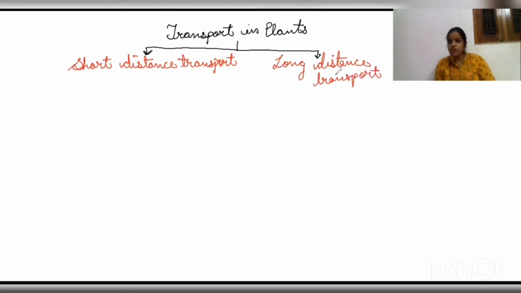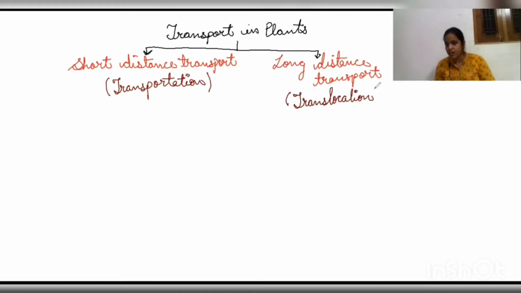Clear? Now this short distance transport is usually termed as transportation, and this long distance transport is termed as translocation. So guys, xylem and phloem both help in translocation. Xylem for water and minerals conduction, phloem mainly for food. Now these are two terms. Coming to short distance transport, we have two types: the first one is passive and the second one is active.